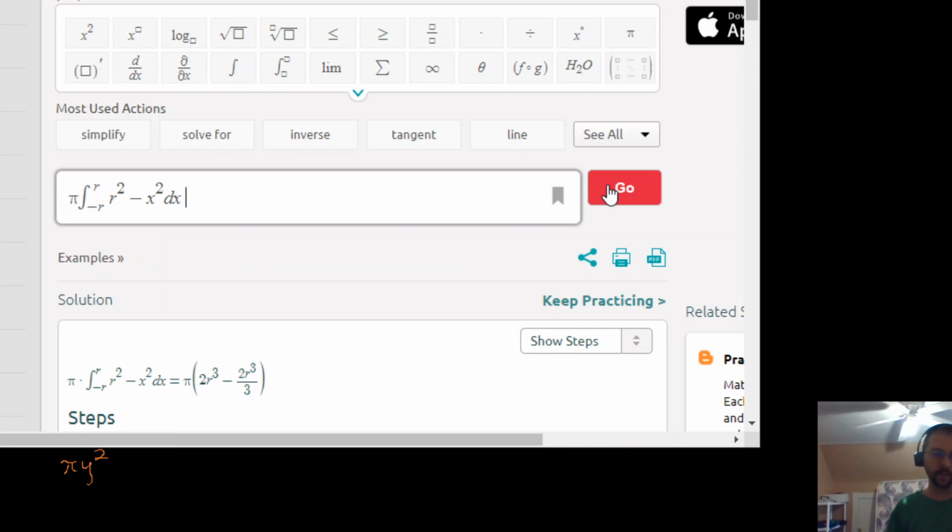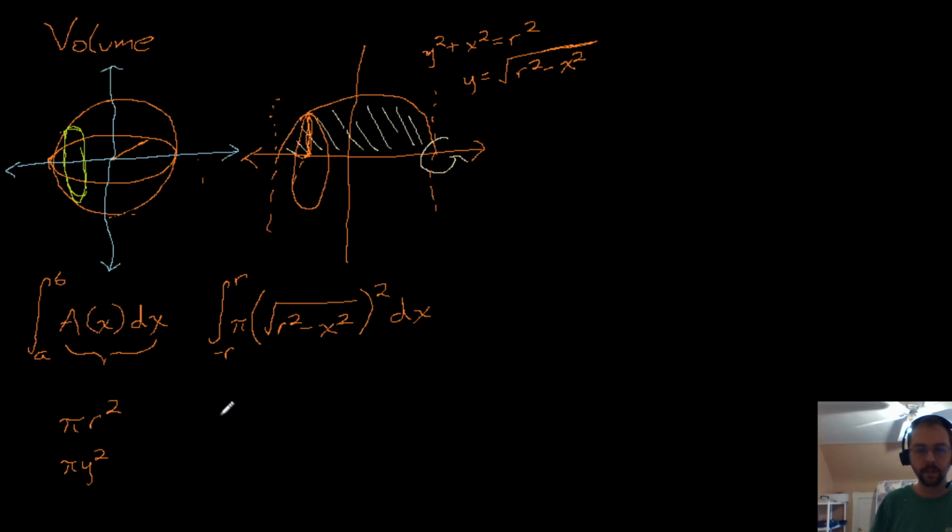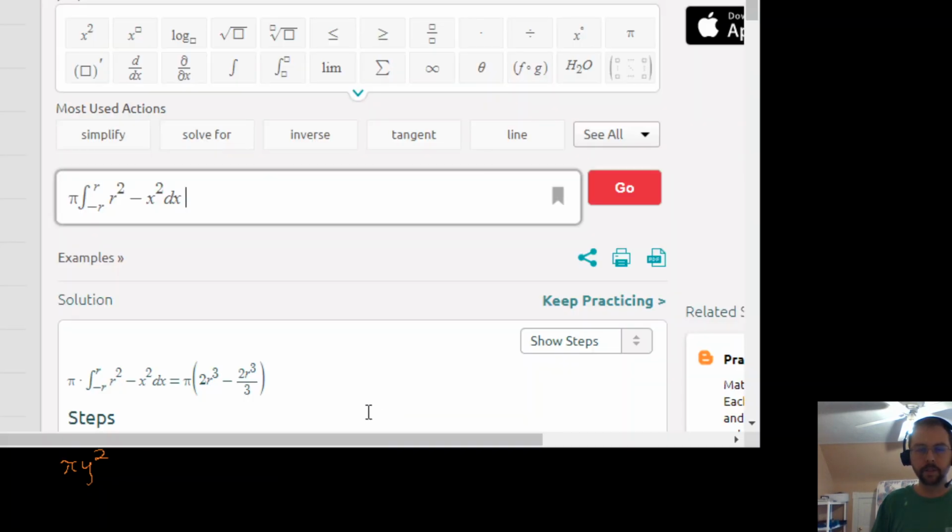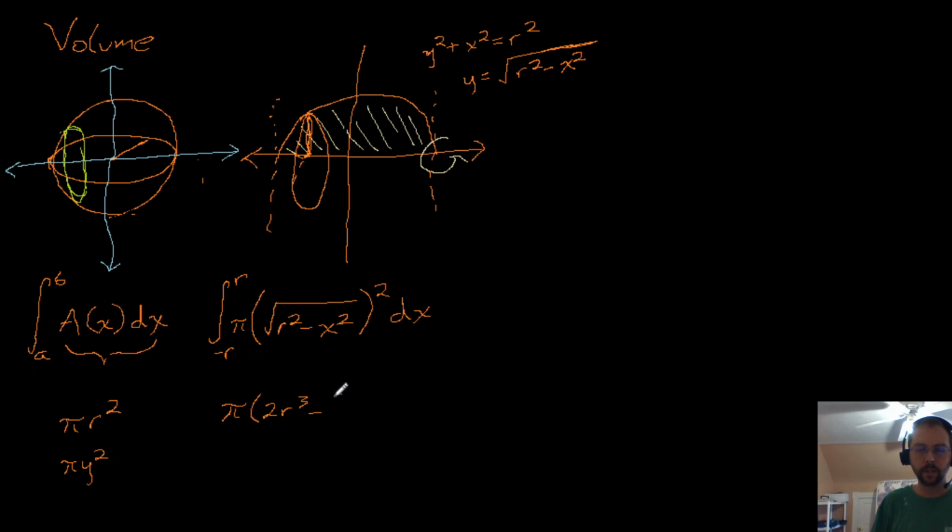That should be correct. So it's got pi times 2r cubed minus 2r cubed over 3. This is 6 over 3. 6 minus 2 is 4, so 4 over 3. We can then insert the pi, and we're left with r cubed.